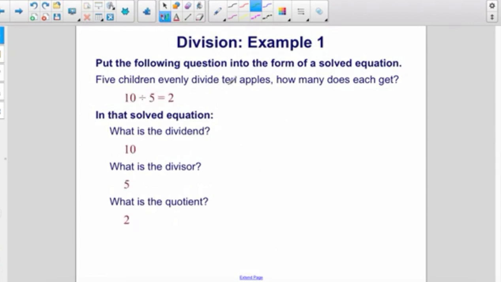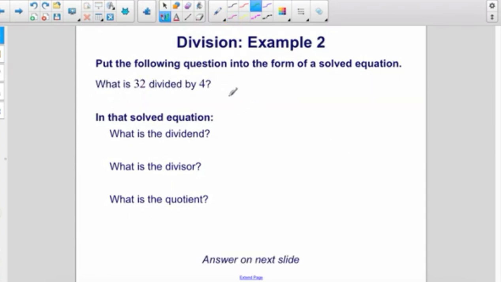We are dividing up 10 apples, so that is the dividend. We are dividing them between 5 children, so that is the divisor. And that means that each child gets 2 apples, which is the quotient.